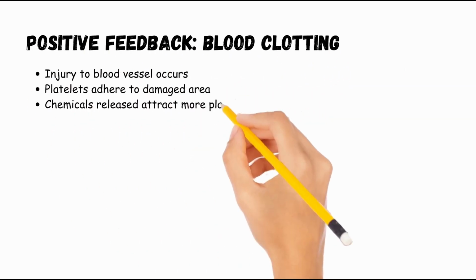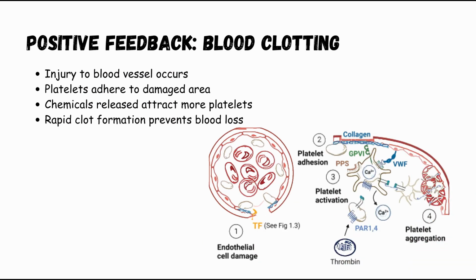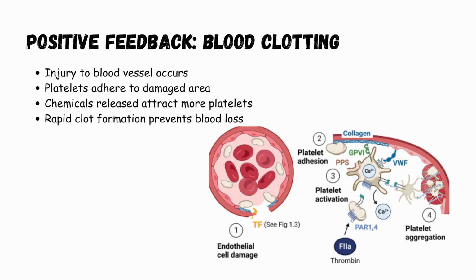Blood clotting is another example of positive feedback. When a blood vessel is injured, platelets adhere to the damaged area and release chemicals. These chemicals attract more platelets, rapidly forming a clot. Once the clot is formed and bleeding stops, the positive feedback mechanism ends.